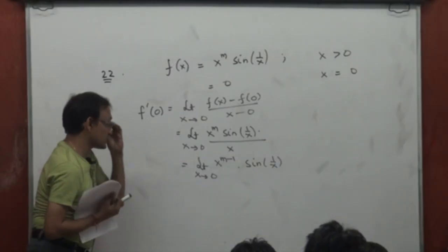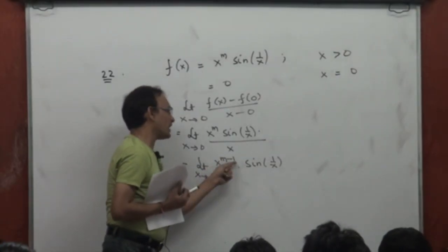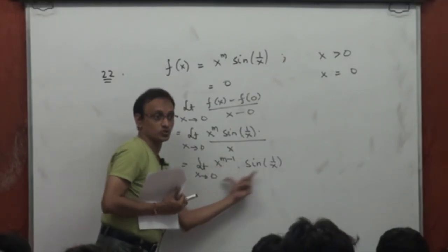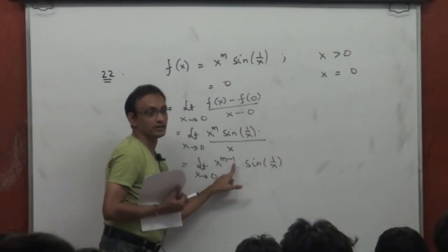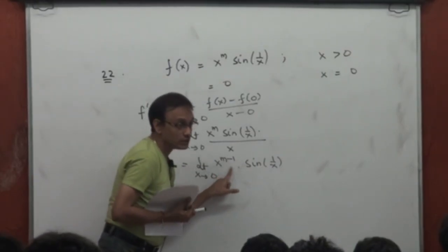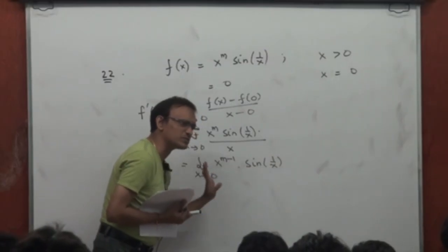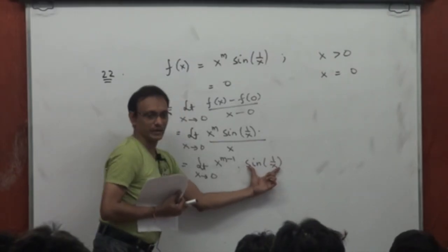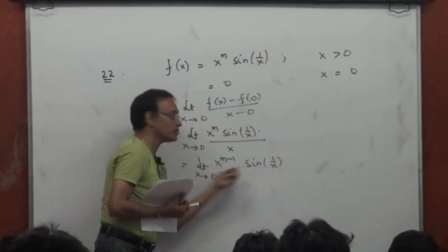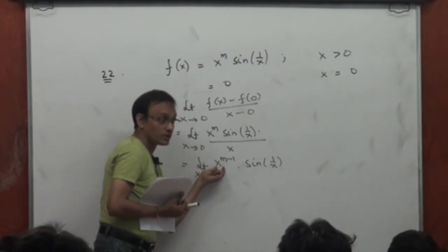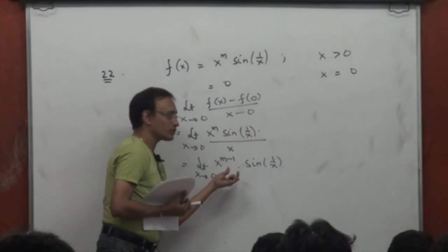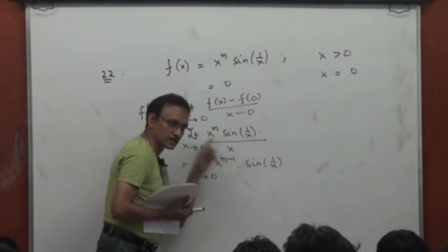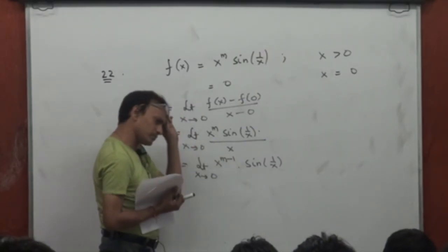Obviously, for this limit to exist, m has to be greater than 1, so that this will tend to 0 and this will remain bounded. So m has to be greater than 1 for this limit to exist. That means for it to be differentiable. Now, see, sin(1/x) is bounded and does not have a limit. So for this whole thing to have a limit, the x power term has to necessarily tend to 0. If it didn't tend to 0, then this limit will not exist. And this can tend to 0 only if m is greater than 1.